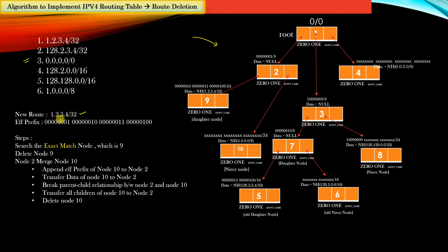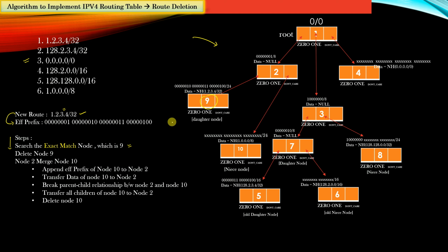So we want to delete the route 1.2.3.4/32 from this mTry data structure. The very first thing again is to compute the effective prefix of this route. Now let us go through the steps regarding route deletion. First, execute the route search algorithm and locate the leaf node which stores the data for this route 1.2.3.4/32. The exact match route search algorithm gives us the node number 9.